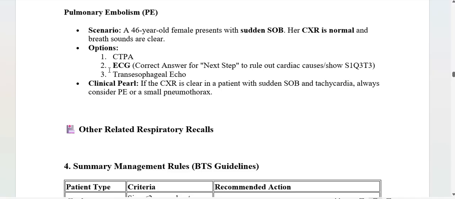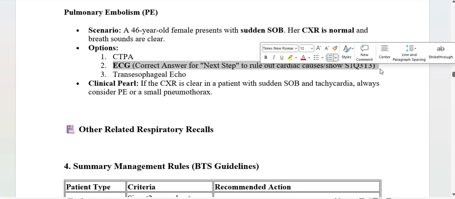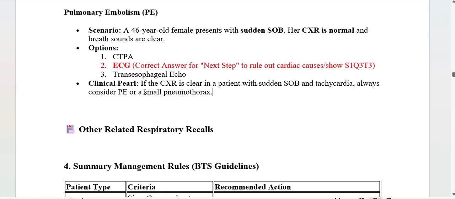We will do the ECG. In pulmonary embolism we might have a history of recent surgery. The ECG is the correct answer for the next step to rule out cardiac causes, and shows S1, Q3, T3. If the X-ray is clear in a patient with sudden shortness of breath and tachycardia, always consider pulmonary embolism or a small pneumothorax.